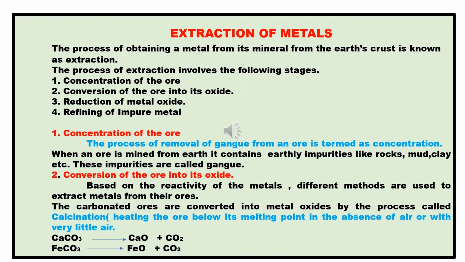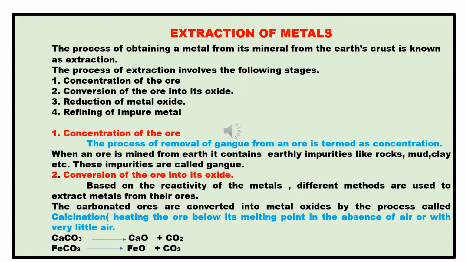So that is the first step that we can do by washing. Then second one, conversion of the ore into its oxide. Based on the reactivity of the metals, different methods are used to extract metals from the ores. So the first process is concentration, that is removal of the earthly impurities from the ore, and this can be achieved by flushing with water. The ore is first made into powder and it is flushed with water so that all the earthly impurities will be removed from the ore particles.